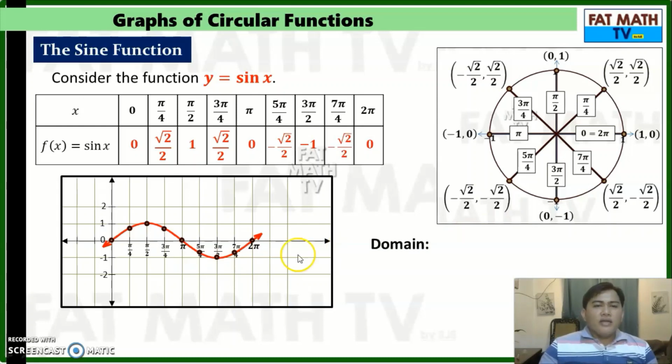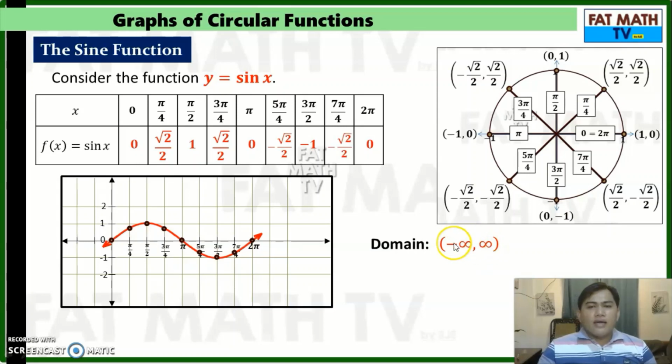So what is the domain of this function, y equals sine x? This is sine of x, and this one is a measure of an angle. As we discussed last time with the unit circle, an angle can be any number, positive or negative, or it can also be zero. So the angle can be any real number. So for the domain of this function, we can get the sine of any real number. So the domain or the x values can be any real number.